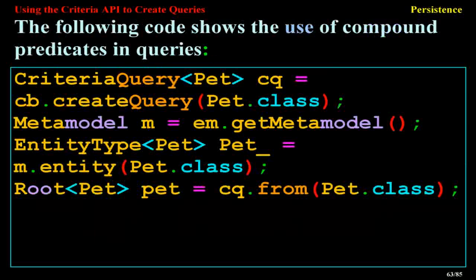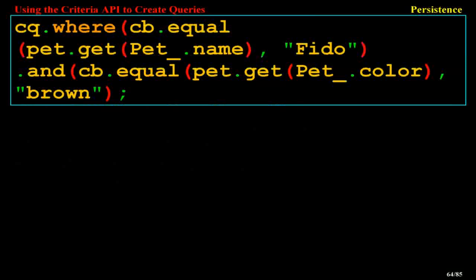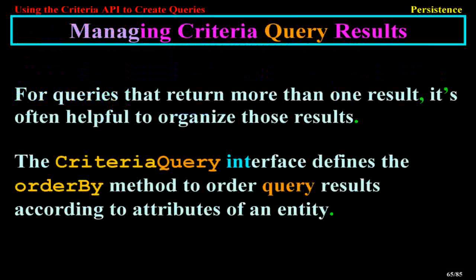CriteriaQuery<Pet> cq = cb.createQuery(Pet.class); Metamodel m = em.getMetamodel(); EntityType<Pet> Pet_ = m.entity(Pet.class); Root<Pet> pet = cq.from(Pet.class); cq.where(cb.equal(pet.get(Pet_.name), "Fido").and(cb.equal(pet.get(Pet_.color), "brown")).